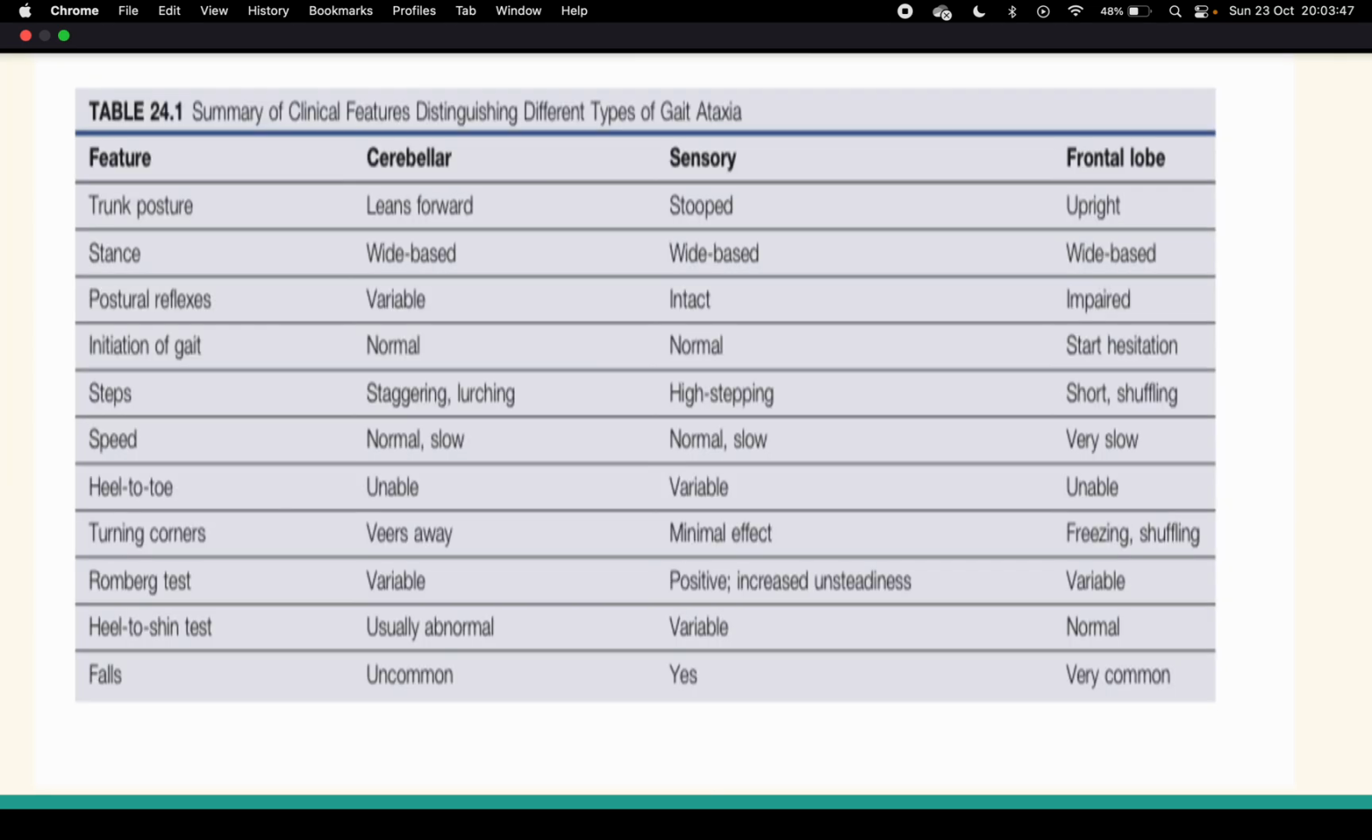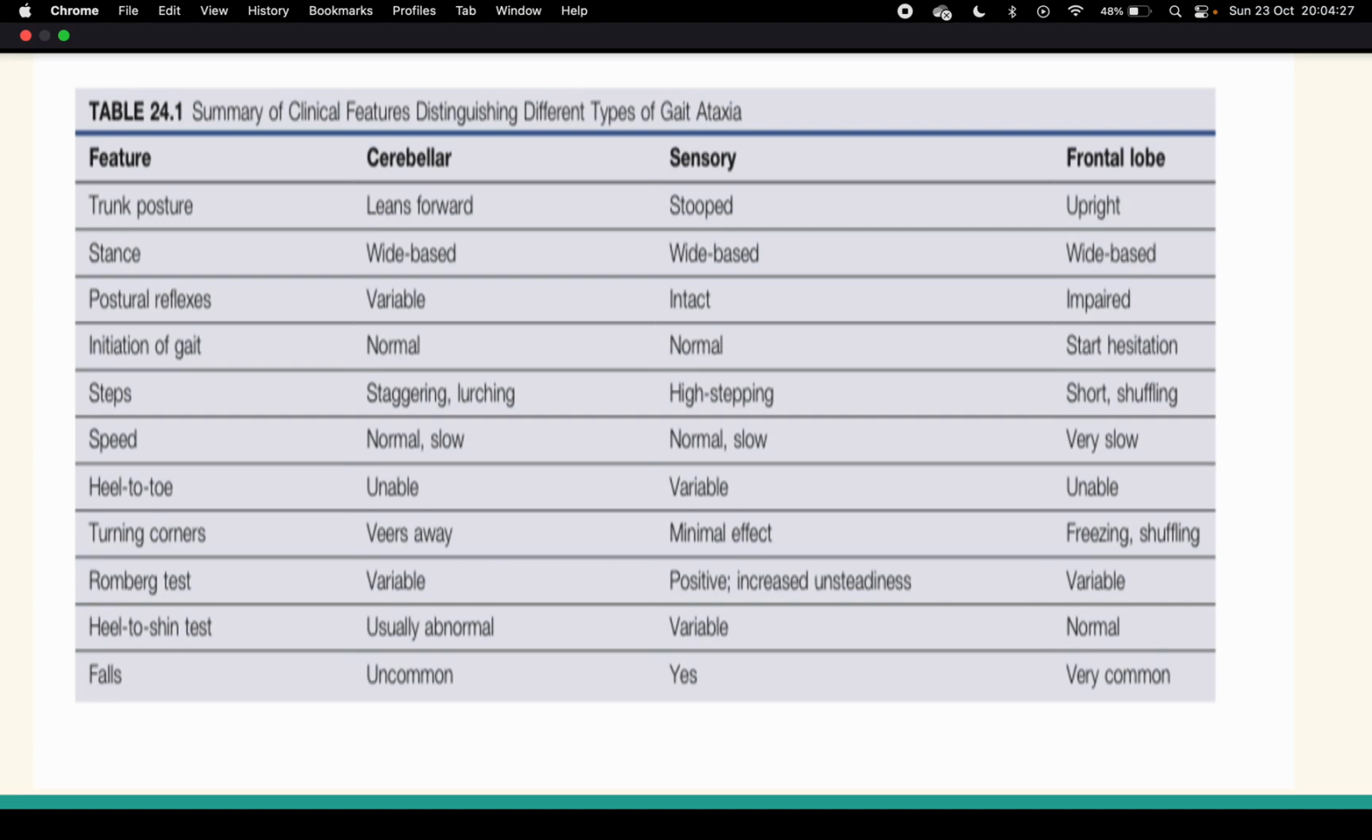So we'll summarize the types of gait ataxia, mainly from cerebellar, sensory and frontal lobe disorders. In cerebellar pathology, the trunk will lean forward; in sensory, a stooping posture; and in frontal lobe disorders, usually upright. The stance is wide based in all three gaits, and the postural reflexes, we know, are impaired in the frontal lobe, whereas intact in the sensory, and might be variable in the cerebellar. Initiation difficulty, what we call start hesitation, is characteristic for the frontal lobe, whereas patients with cerebellar and sensory ataxia can initiate the gait normally.